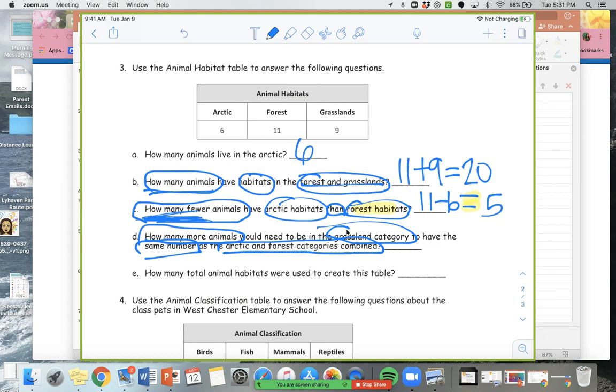Okay, please pay attention. So here they're asking, the grassland has 9. They want to know how many more you would need to have the same number as the Arctic and the forest. So I need to do 2 equations. First, I need to combine Arctic and forest. 11 plus 6 equals 17.